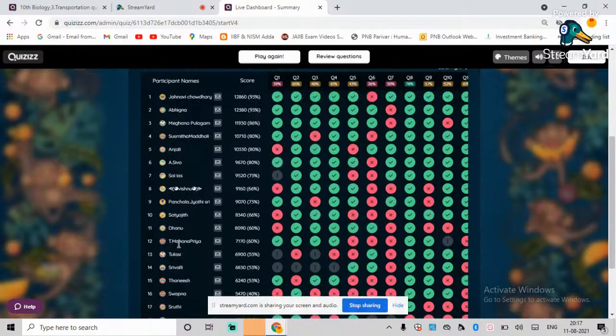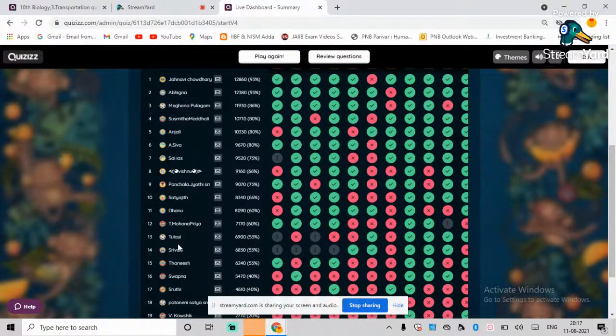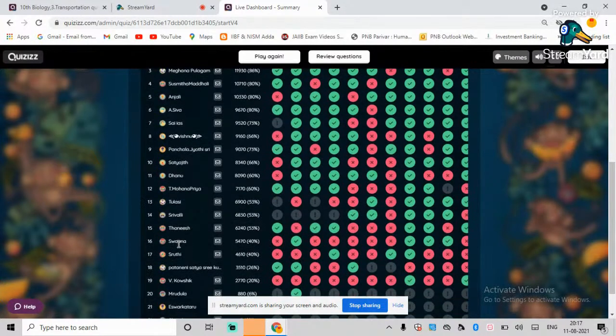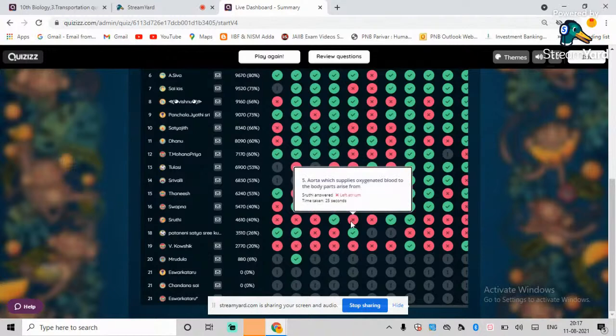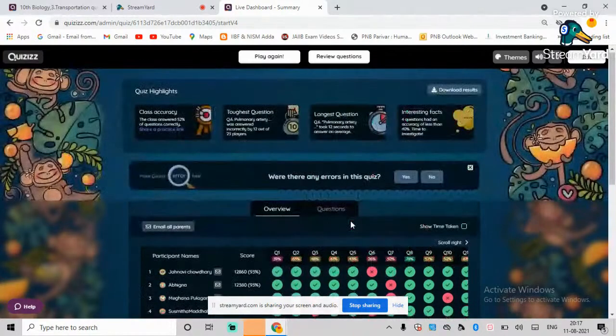Satyajit with 66%. Dhanu with 60%. Priya with 60. Tulsi with 54. Shrivali with 53. Thanish with 53. Swapna with 40. Shruti 40. Satya 26. Kaushik 20. Mrudula 6. Ishwaran Chandra Sai didn't enter. So here is the leaderboard.